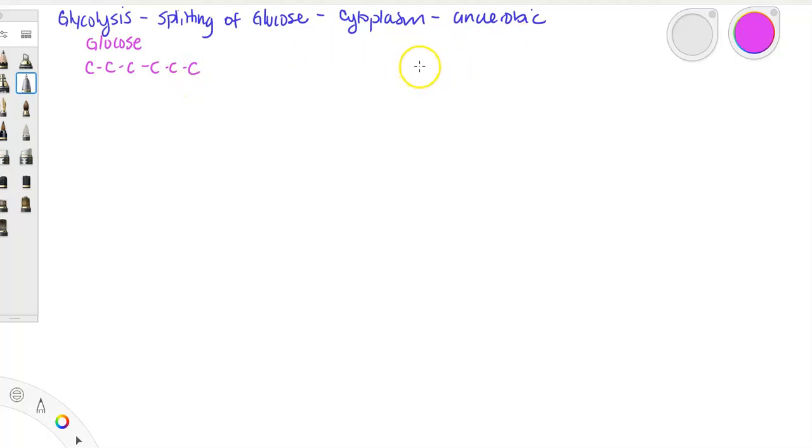Glycolysis basically occurs in 2 phases. The first phase of glycolysis basically requires ATP. So we're going to expend ATP in order for this to go. The second phase of glycolysis is where we actually create ATP.